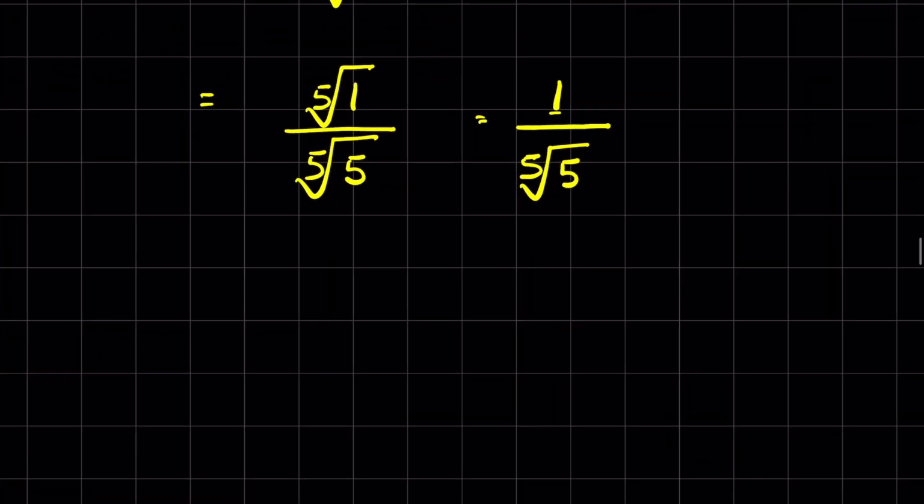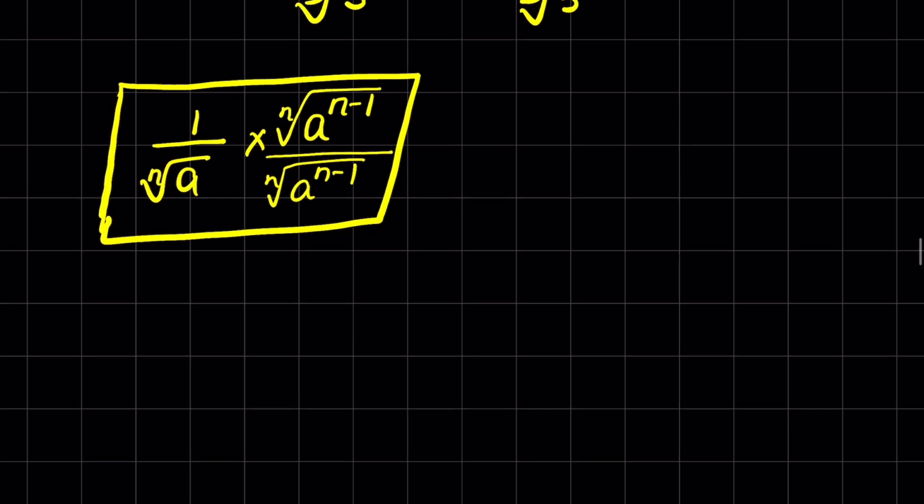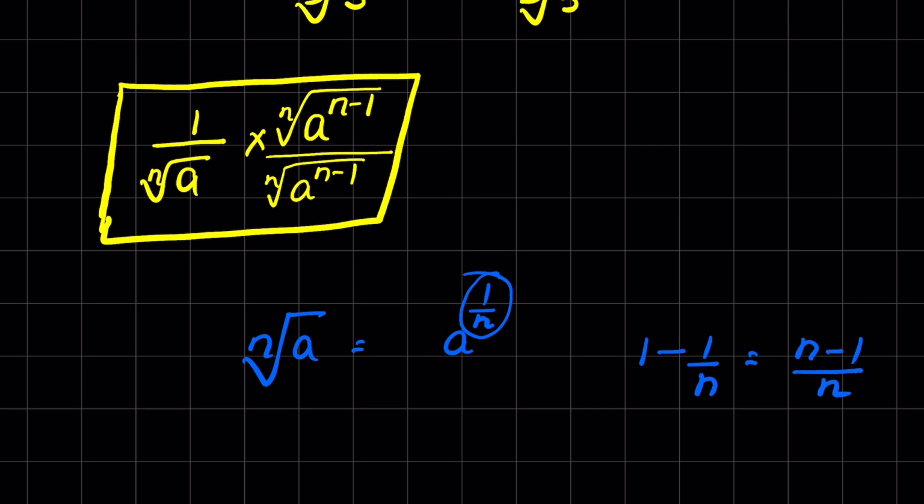So let's rationalize it. When 1 upon a is under nth root, to rationalize it, we multiply and divide it by a raised to the power of n minus 1 under nth root. Why? Let's understand this. Nth root of a means a is raised to the power of 1 upon n. We need a whole number here. So how much we should add here to make it a whole number? So we subtract it from 1. So 1 minus 1 upon n is equal to n minus 1 upon n.